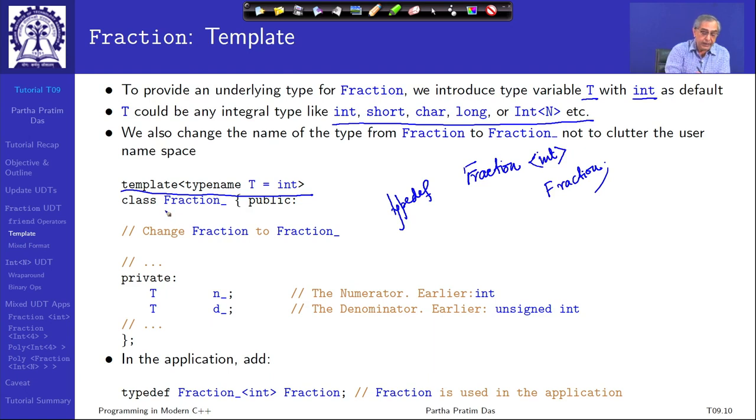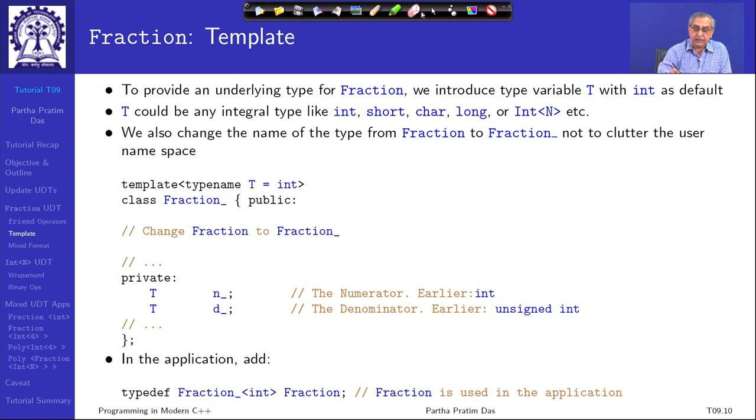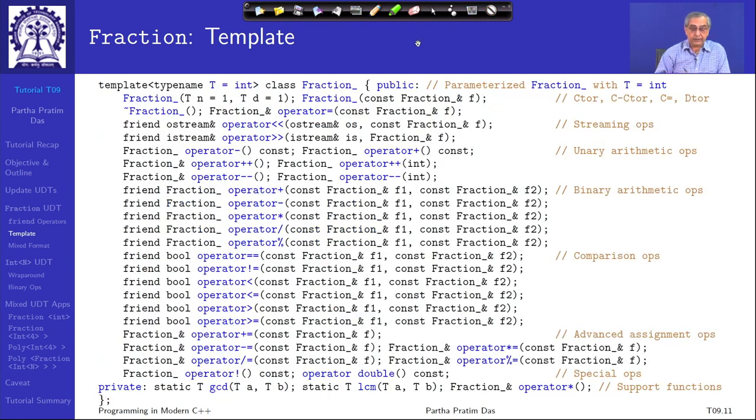So, what we are doing is we are simply changing the name of the class in the definition with a simple underscore added at the end of it. With that, the user space remains free and the user can use simply the name fraction with a typedef by doing something like this. Naturally, the types of the data members as well as wherever the underlying type is involved, we will have to change to T. Those details are pretty straightforward and you will be able to do that.